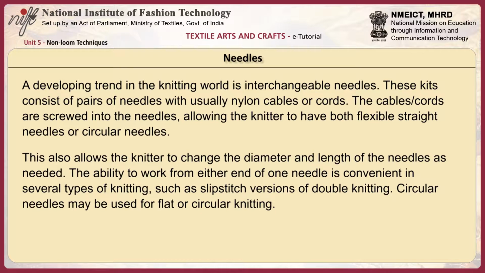A developing trend in the knitting world is the interchangeable needles. These kits consist of pairs of needles with usually nylon cables or cords. The cables or cords are screwed into the needles, allowing the knitter to have both flexible straight needles or circular needles. This also allows the knitter to change the diameter and length of the needles as needed. The ability to work from either end of one needle is convenient in several types of knitting, such as slip stitch versions of double knitting. Circular needles may be used for flat or circular knitting.